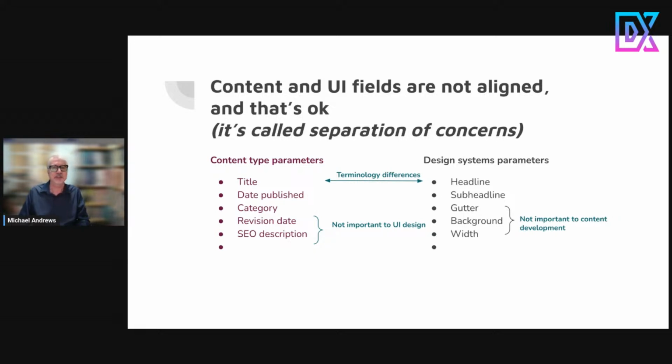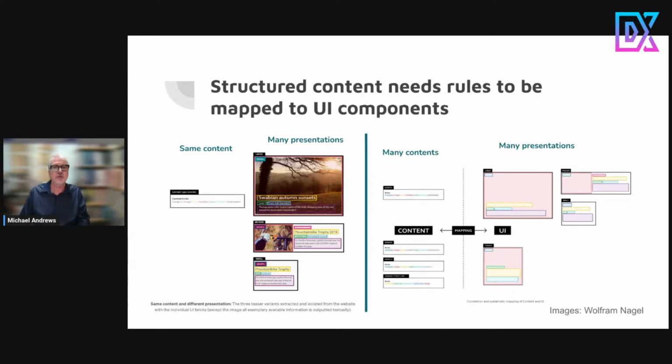We have differences in terminology. We have things in our content types that aren't important to the UI design. We have things in our design system and our UI components that our content doesn't care about. And this is because they have different responsibilities. And it's fine, but for a lot of people, it causes a bit of anguish, like how do these things relate to one another? And the relationship is one where we need some rules. So we need to take our structured content and be able to map it to our UI components.